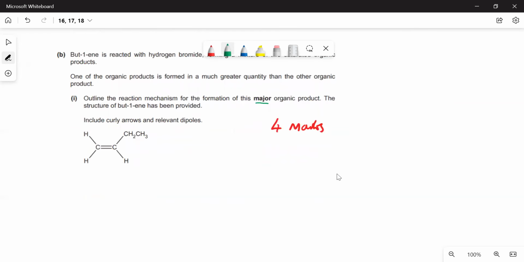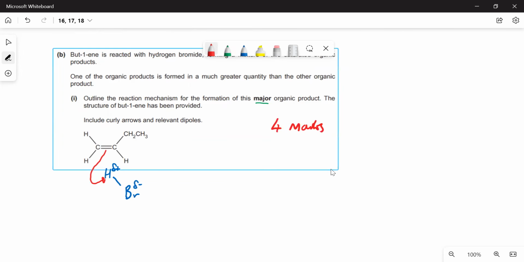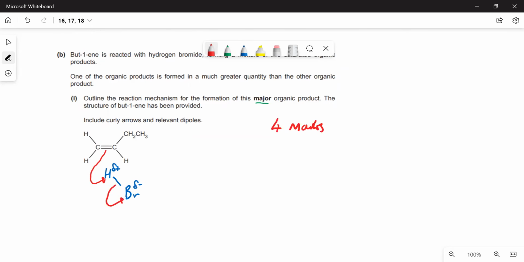Right, let's do the mechanism then. HBr comes along. It says include dipoles. We've got a permanent dipole there. This is delta positive, this is delta minus. The first step in the mechanism is for the pair of electrons in the pi bond to go onto the hydrogen, and then the bond between the bromine and the hydrogen has got to break. Don't forget, we're going to have that blue hydrogen sticking onto that carbon there. So let's do that.